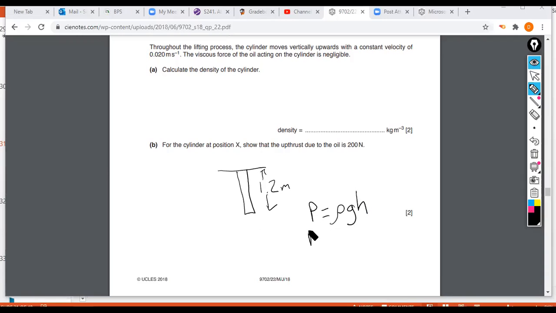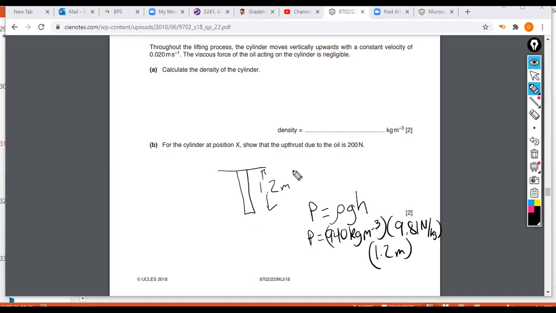And so the pressure there is equal to, they gave us the density of the oil, 940 kilograms per cubic meter. Acceleration due to gravity here on Earth, 9.81 newtons per kilogram. And then the height is 1.2 meters. And so this would give us the difference in pressure between here and here. There's still atmospheric pressure up here, but there's more pressure due to the oil down here, and that's going to create a net force there.